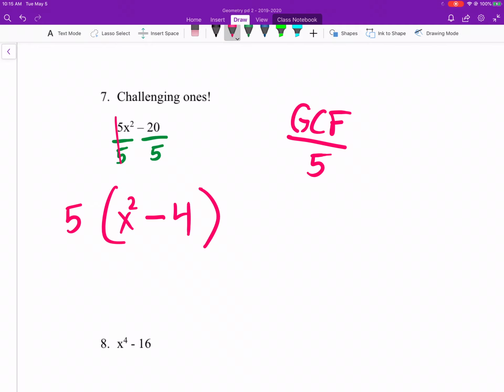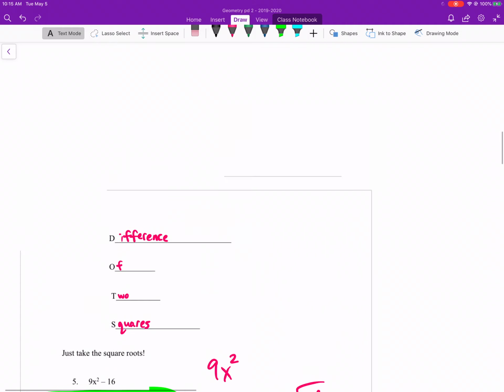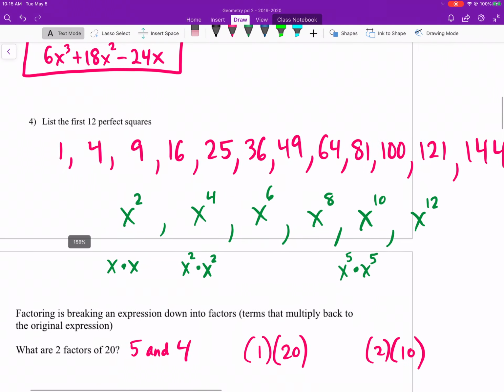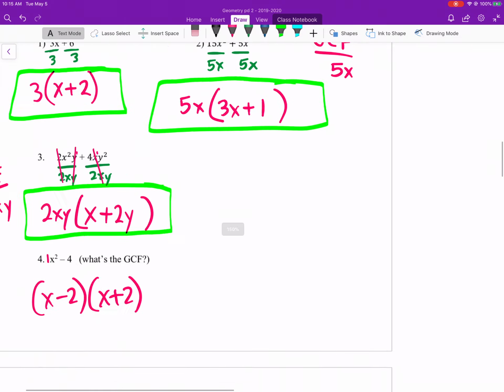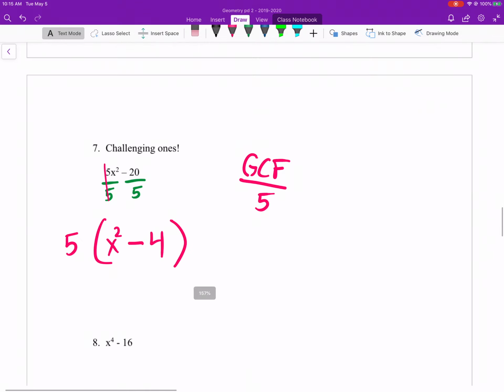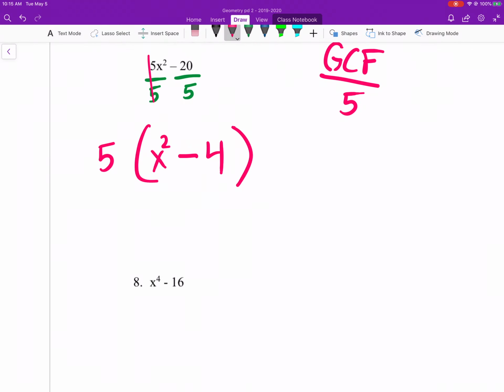X squared is a perfect square, and 4 is a perfect square. Check your list. Yep, 4 is a perfect square. Yep, x squared is a perfect square. That's two perfect squares, so there's dots involved. So the 5 stays out front, but then the binomial x squared minus 4 has to be written as a product of two binomials. The square root of x squared, what times itself gives you x squared? It's x.